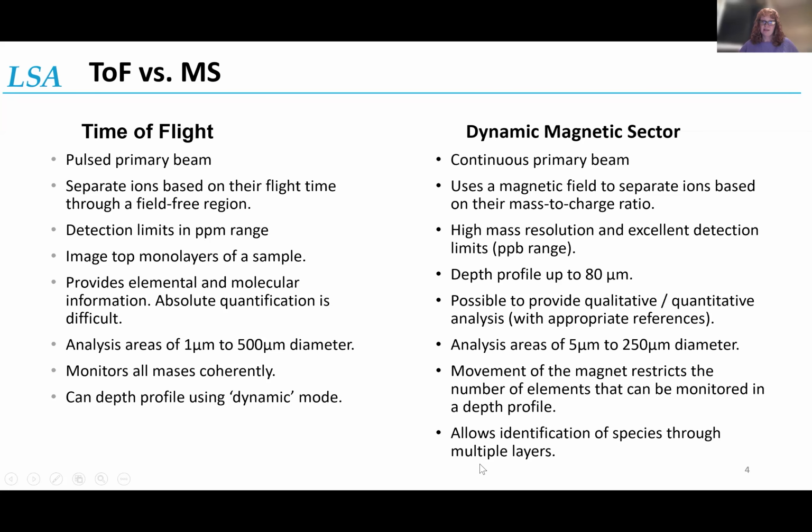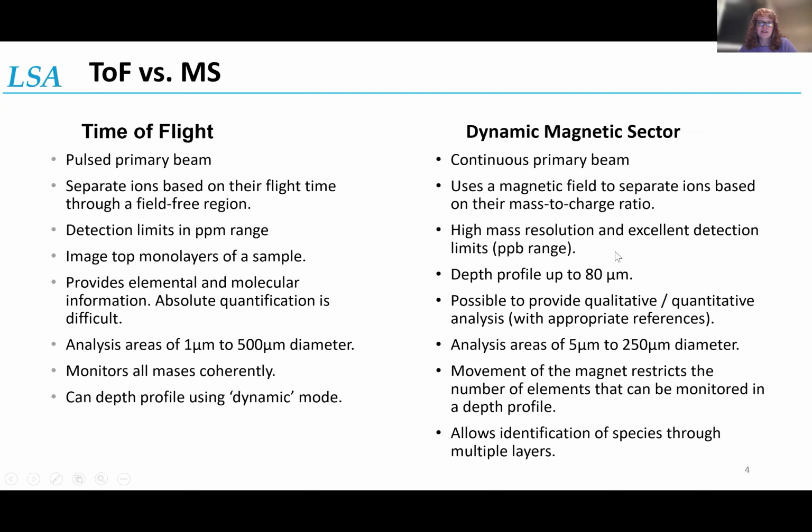With dynamic magnetic sector SIMS, because we're using a continuous primary ion beam, we're forming a steady state on the surface. It gives us a much more accurate depth profile as we go through the surface, because you've formed a steady state of whatever primary ion beam is being implanted into the surface.